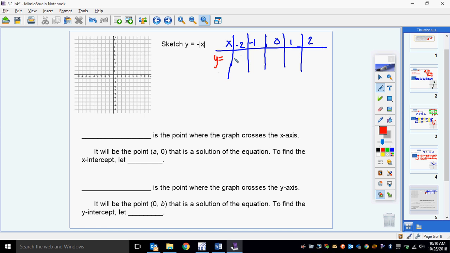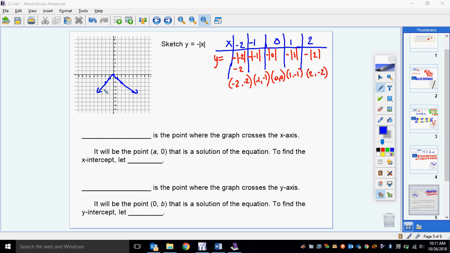So when I plug in negative 2, I have a negative absolute value of negative 2. Well, the absolute value of negative 2 is 2, but I have that negative out in front. So when I plug in negative 2, I get out negative 2. When I plug in negative 1, I'm getting out negative 1. When I plug in 0, there is no such thing as negative 0, so I'd get 0. When I plug in a positive 1, I get a negative 1. And when I plug in a positive 2, I'd get a negative 2. So let's see what this graph looks like.